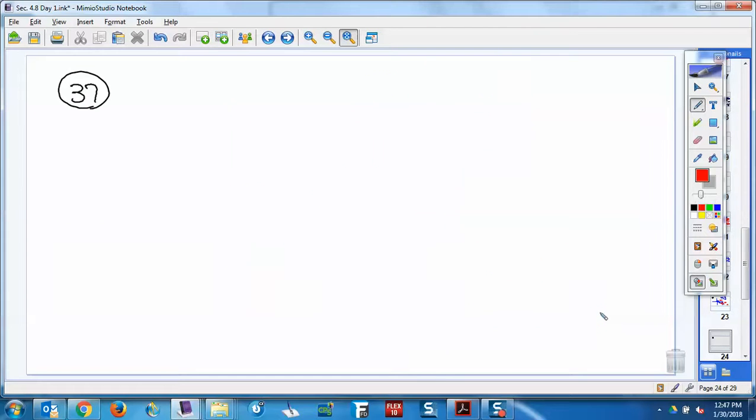Okay, 37. A ship leaves port at noon and has a bearing of south 29 degrees west. The ship sails at 20 knots, which remember is 20 miles per hour. Okay, leaves port at noon with a bearing of south 29 degrees west. So go ahead and draw that.